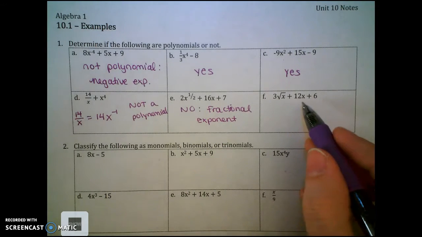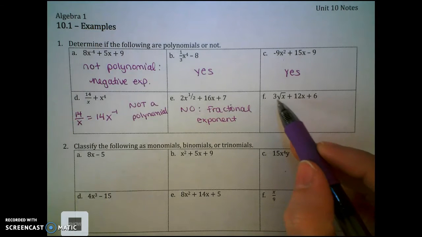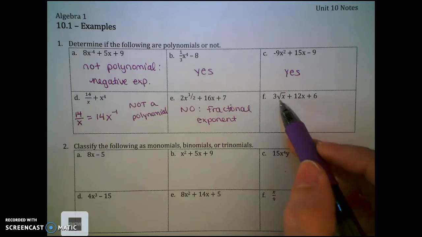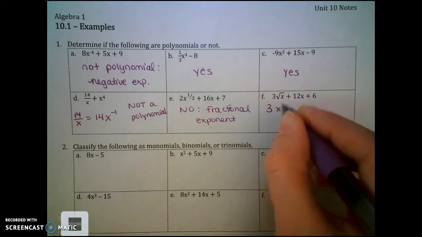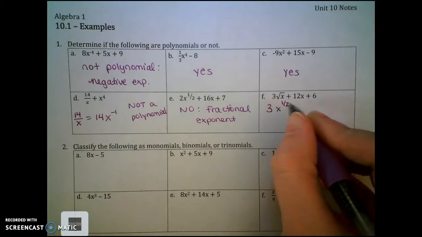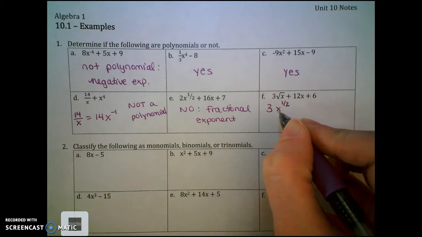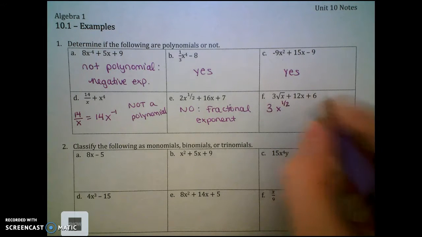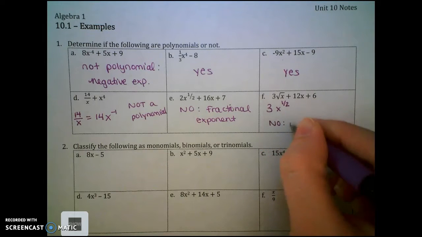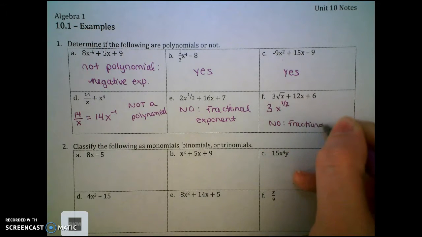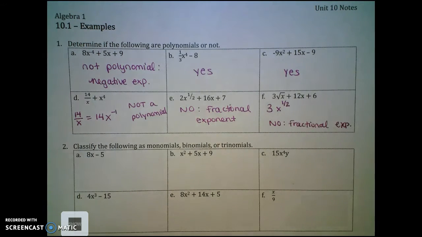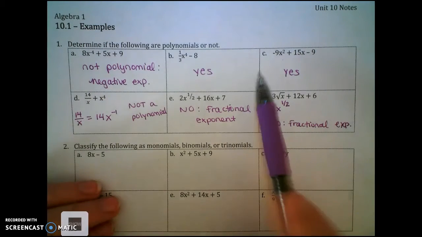Here we have 12x, which is 12x to the 1, and here we have 3 times the square root of x. Now remember, the square root means you have 3 times x to the power of 1/2. A fractional exponent sends us under the radical, so a radical gives us a fractional exponent. So if this is a fractional exponent, then our answer is no, because we had a variable under the radical. So those are some scenarios where you might not have a polynomial and some examples of actual polynomials.